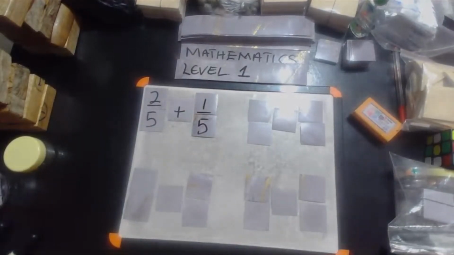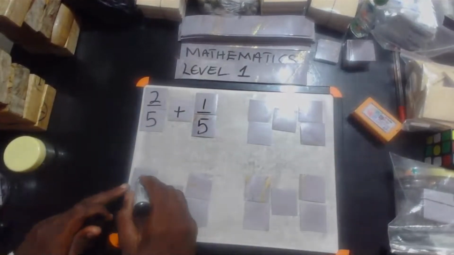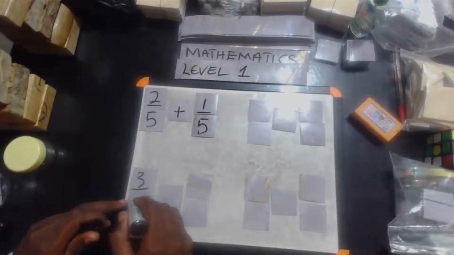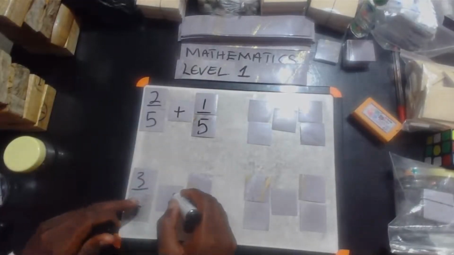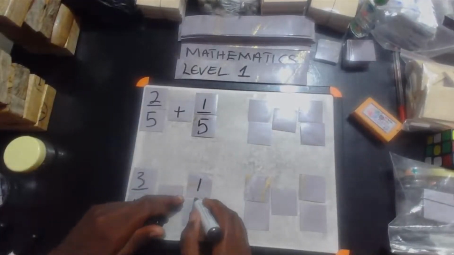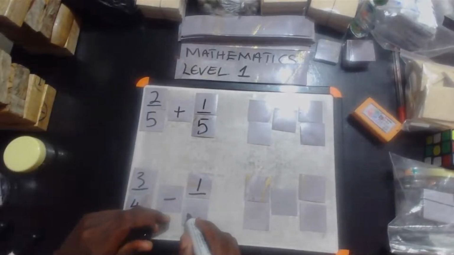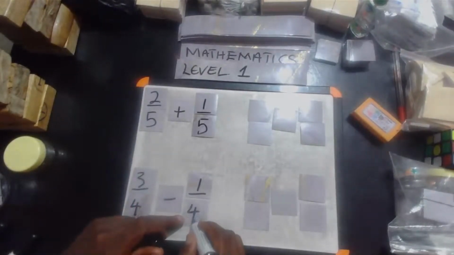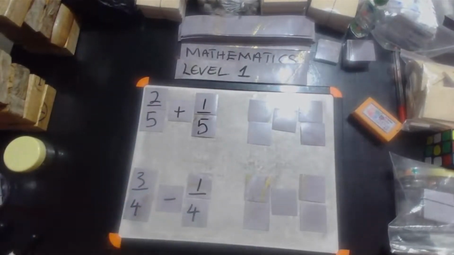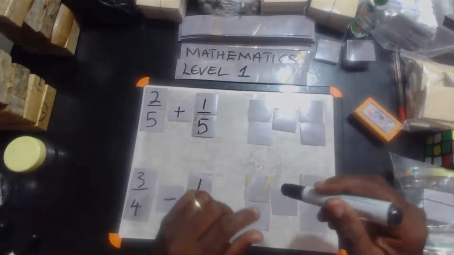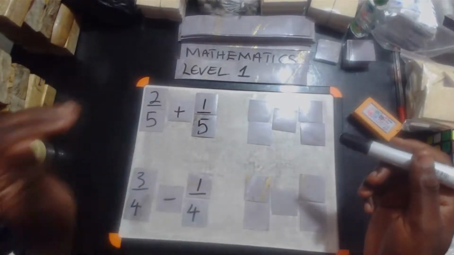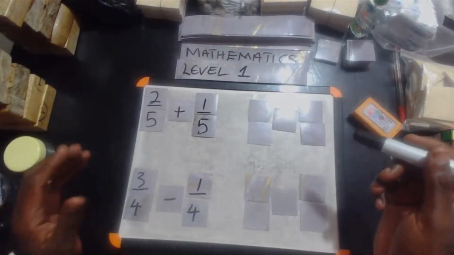The next will be 3 over 4 minus 1 over 4. This is it. We want to know what the answer is. Can you solve this? Try this.